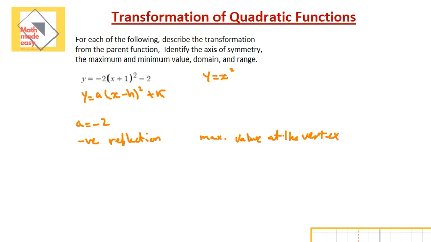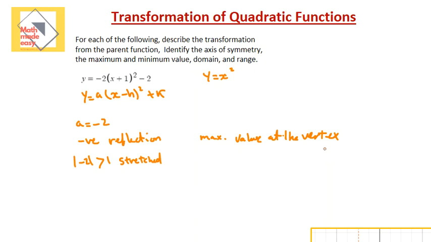Okay? Now, what else can I tell from a? If the absolute value of a, the absolute value of -2, is greater than 1 because it's equal to 2, what does it show? It shows that this function has stretched, right? So I know it's reflected, I know it's stretched compared to the parent function. I know it has a maximum value.